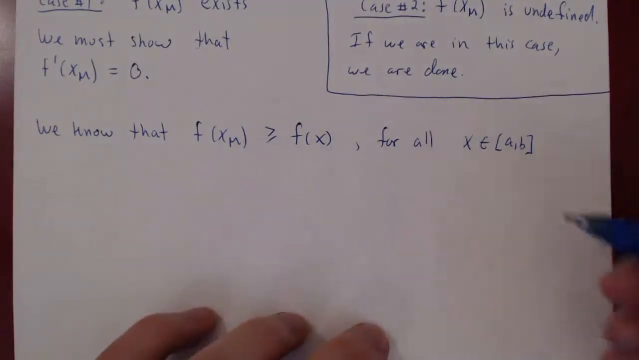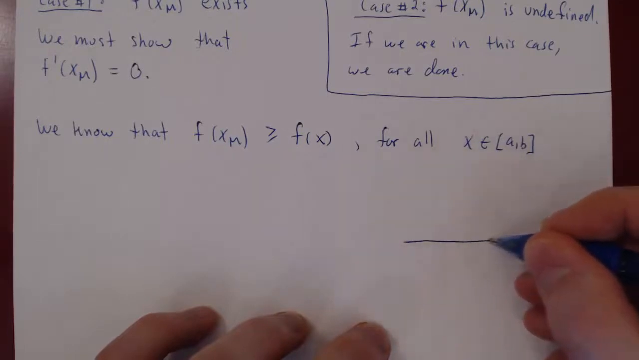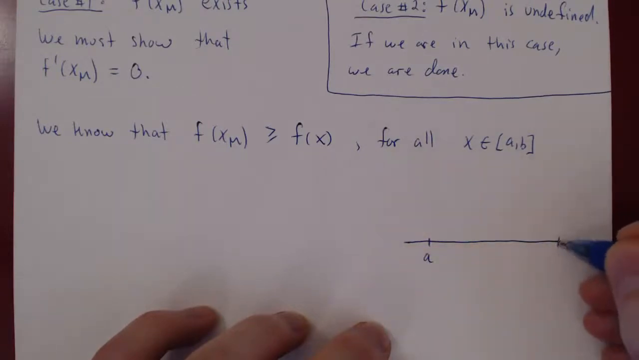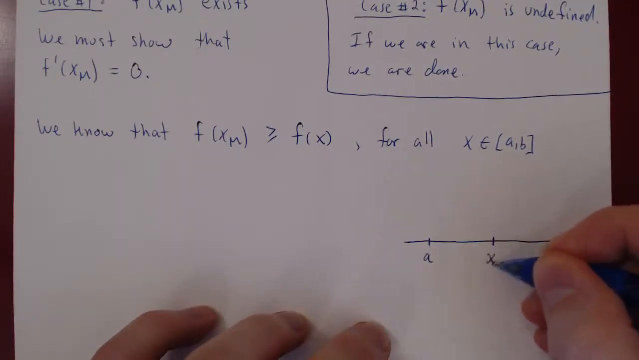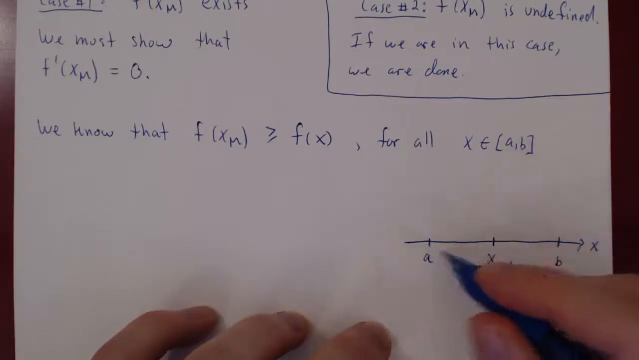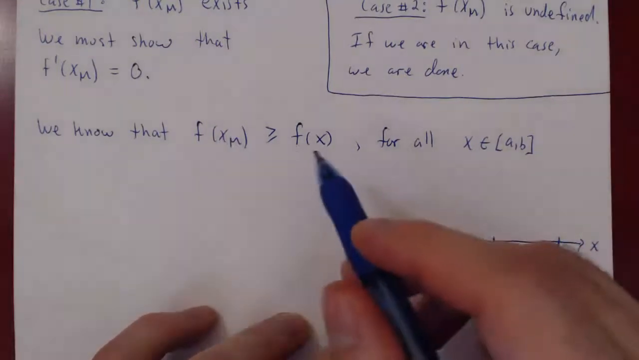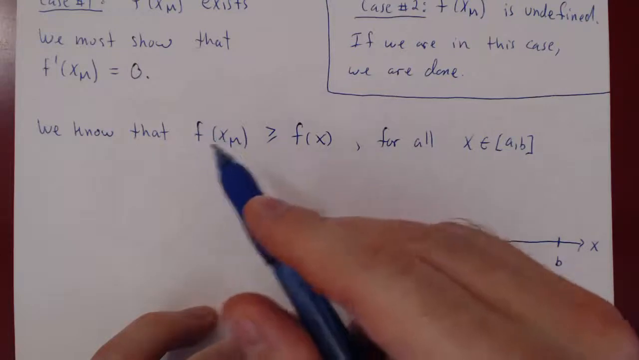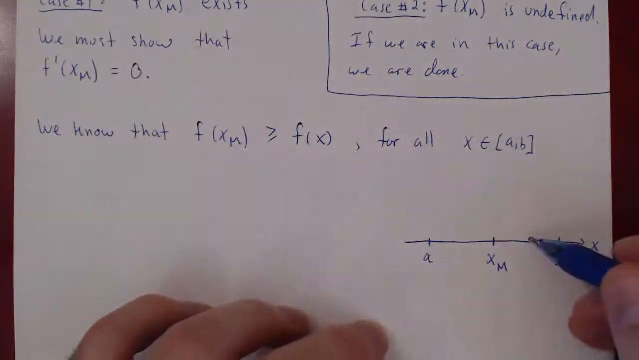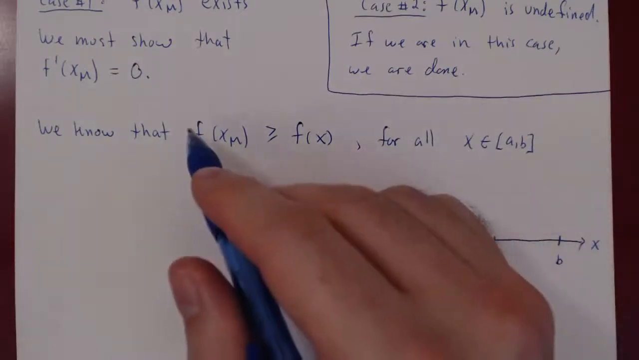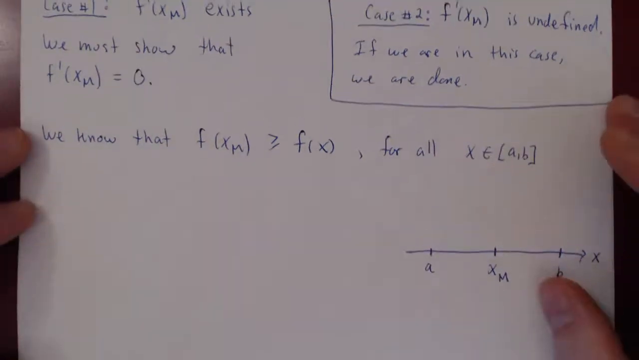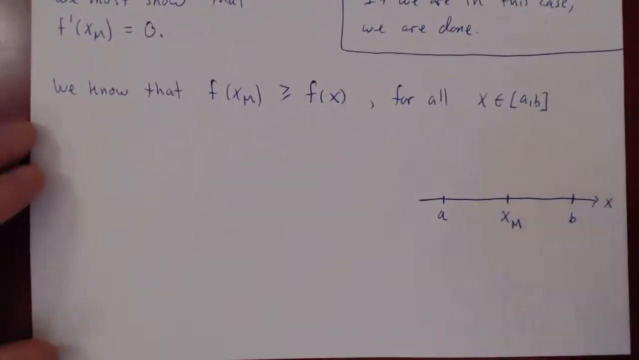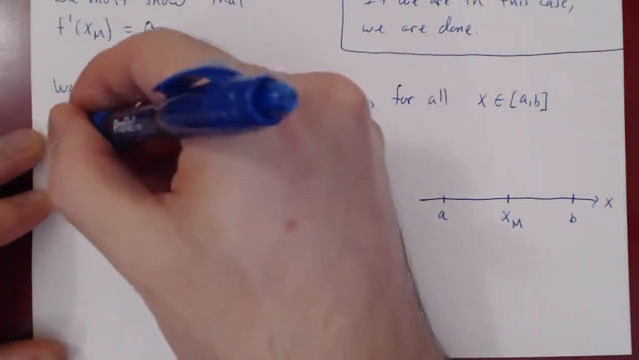Okay, so now where do we go from here? Imagine the following picture. This is your x-axis. This is the left endpoint A, the right endpoint B, and this is now your absolute maximum, some value of x inside of AB. For any x other than xm, the value will be less than f of that point, or equal to. Let's look now at the derivative of the function f at this point by the definition. And all we need to show is that the derivative at xm is 0.